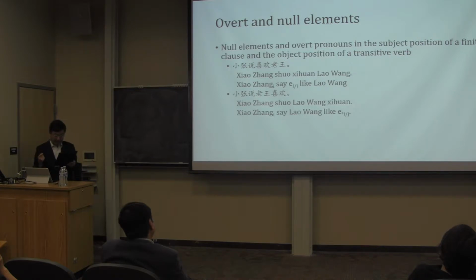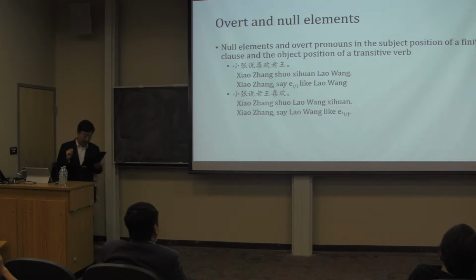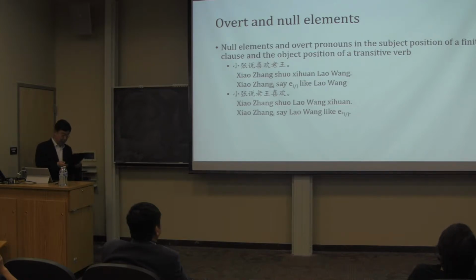So in the second sentence, 小张说老王喜欢. There is a null element in the object position, 老王喜欢 empty category. And there is a null element in the object position of the embedded clause. It can be co-indexed with the entity in the discourse, but can't be co-indexed with the subject of the matrix clause. So there is only one interpretation. 小张说, 小张 said that 老王喜欢 someone in the discourse, not 小张 himself.